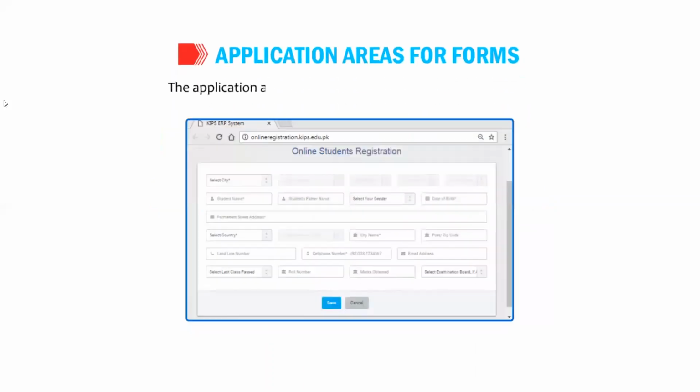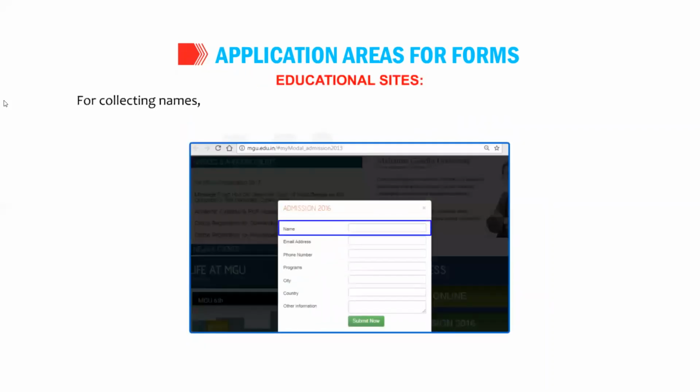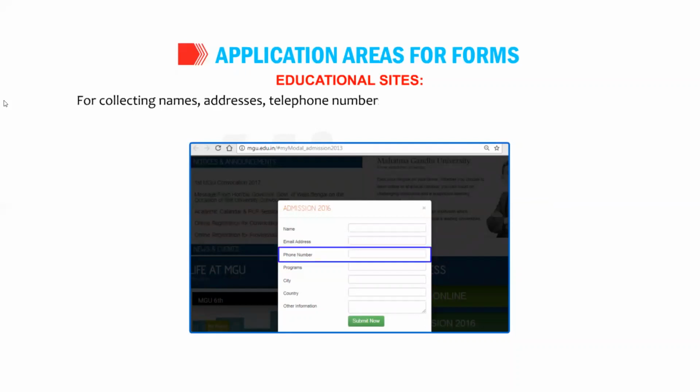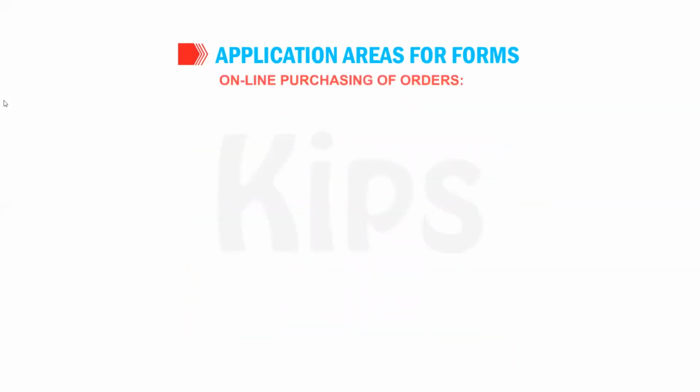Alright students, let us discuss application areas for forms. The application areas for forms on the WWW are forever evolving. Some typical areas where they can be seen today are educational sites for collecting names, addresses, telephone numbers, email addresses and other information required by the websites to register users for a service or event.